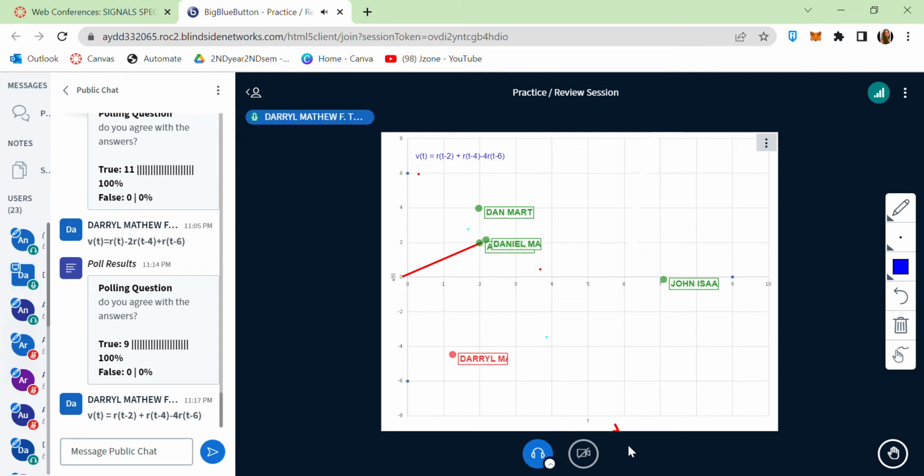So for starters, yung mga important points natin based off of yung naka-indicate na sa function natin would be t equals 2, t equals 4, t equals 6. And panay mga ramps lang to. So, paano liliko yung function natin na technically continuous?